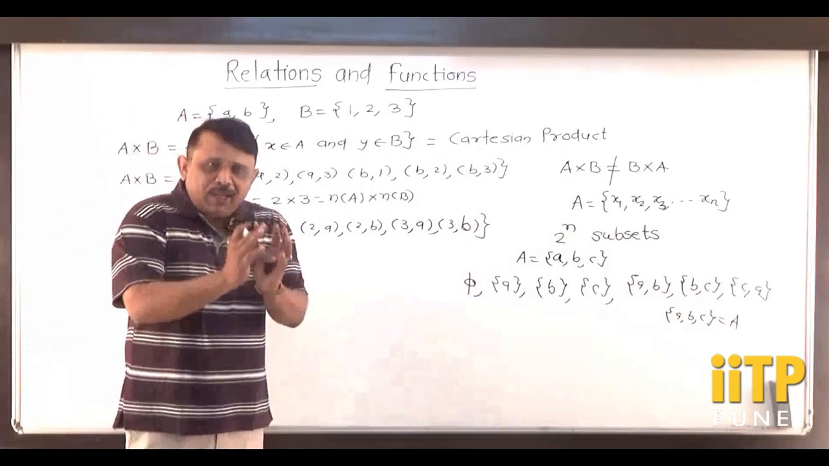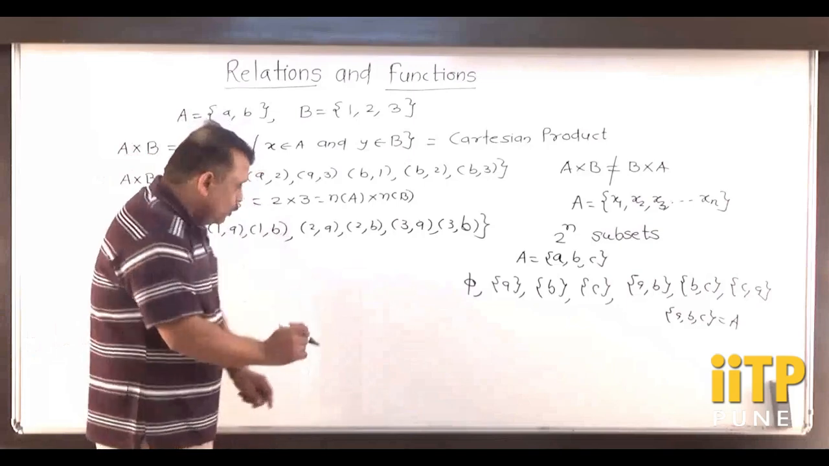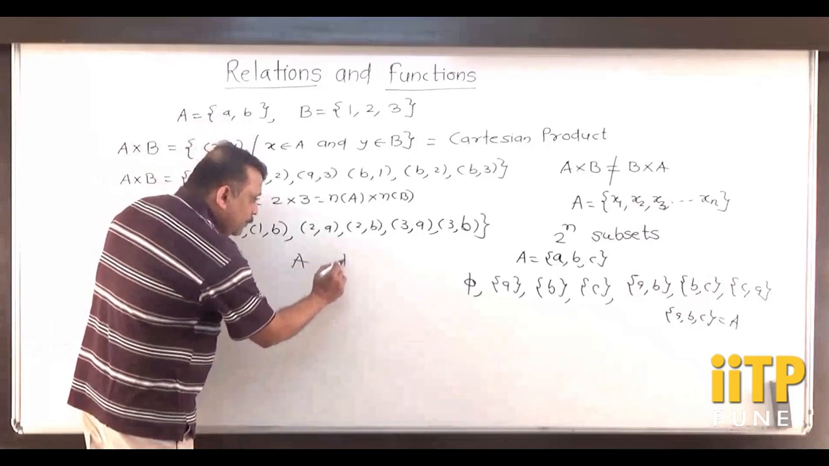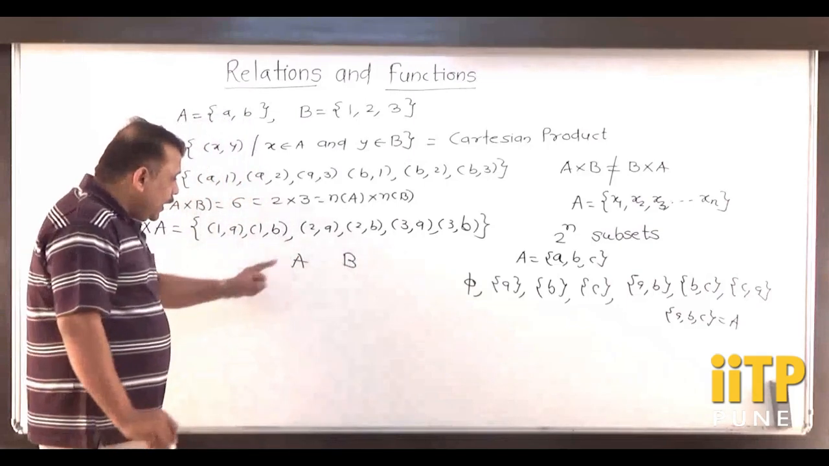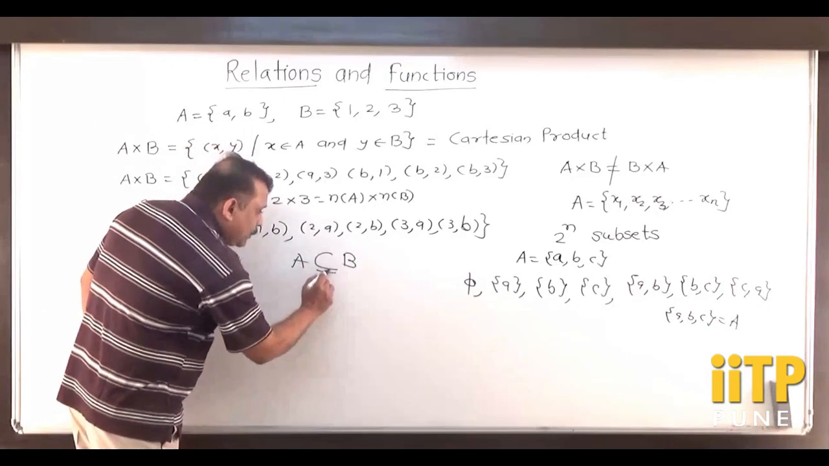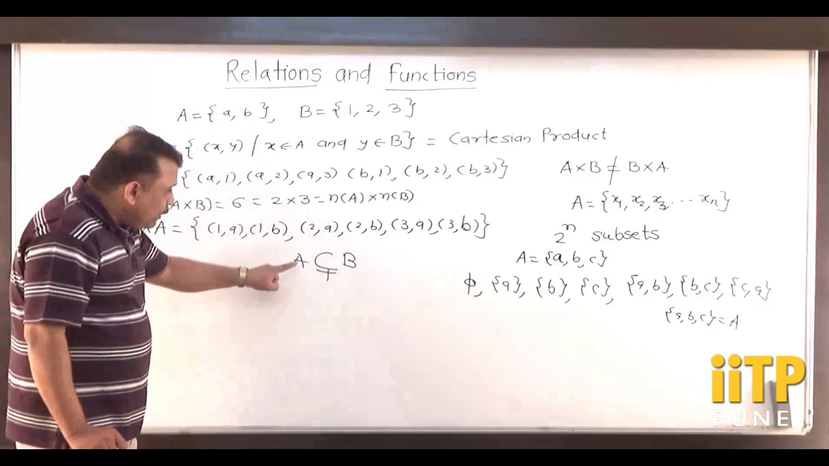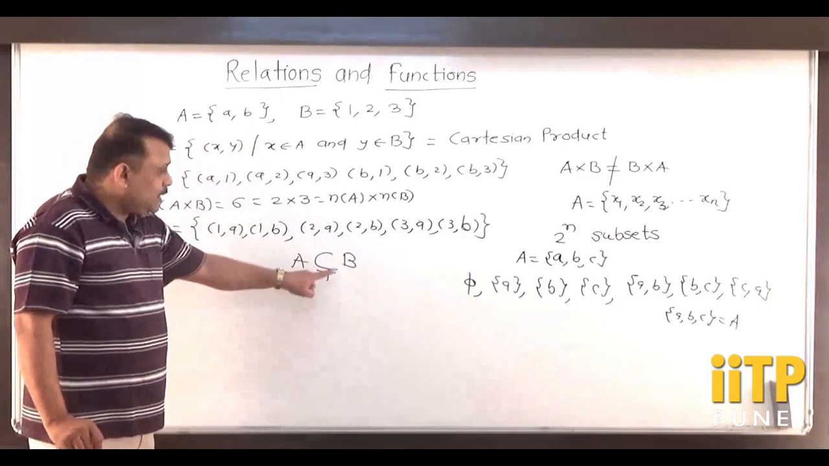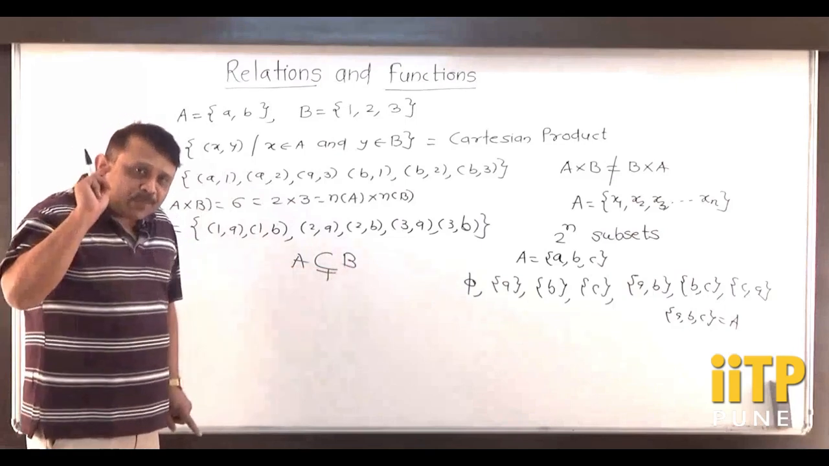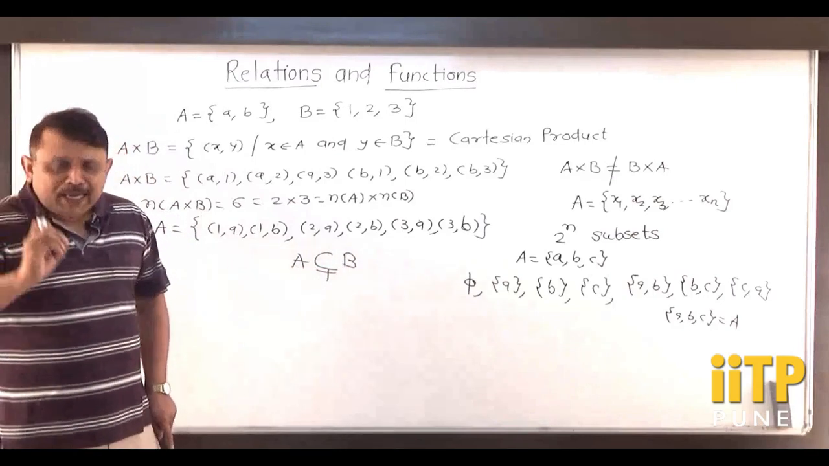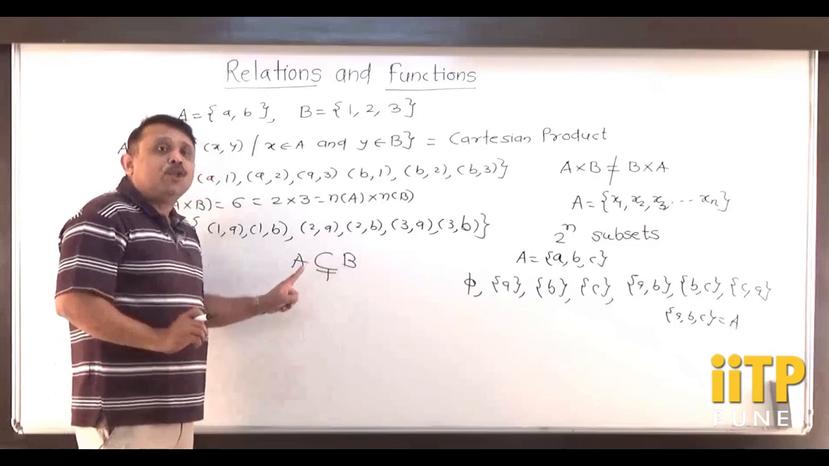A set is called a proper subset of another set if all elements of the first set are in the other. Suppose A is one set, B is another set. A is said to be a proper subset of B if every member of A is a member of B, but there exists at least one element in B which is not in A.